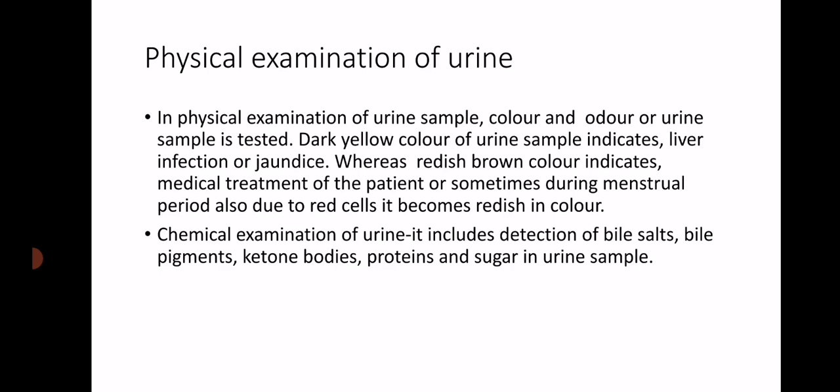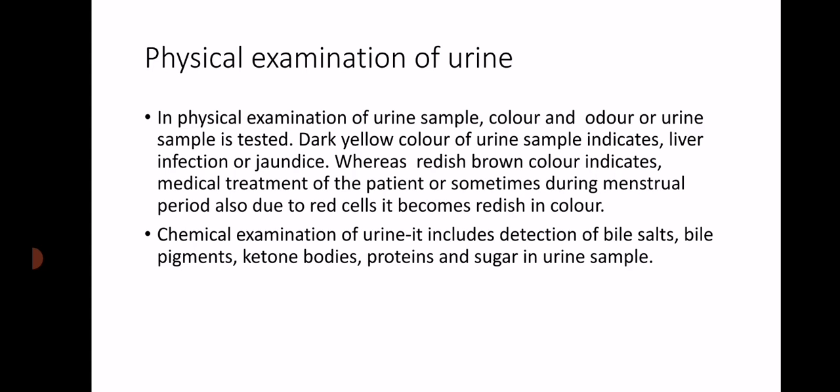Whereas reddish brown color of the urine sample indicates medical treatment of the person, or sometimes during the menstrual period we also observe red blood cells in the urine sample, and therefore it appears reddish in color. The chemical examination of the urine sample is most important, because the functions of the liver and kidney are associated with it. If they are malfunctioning, there may be accumulation of components in the urine sample. So the chemical examination is very important.